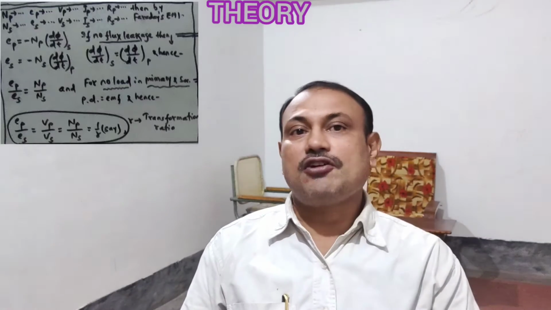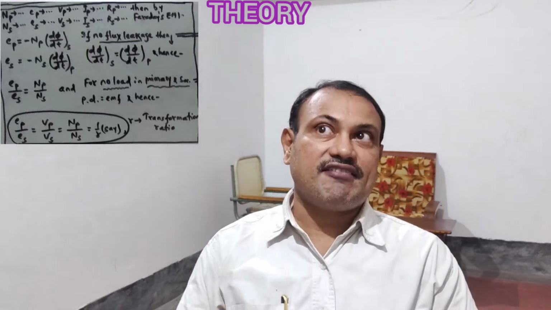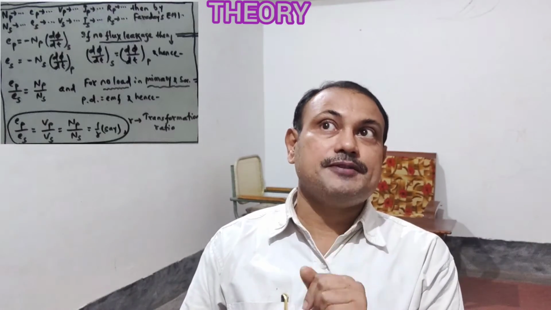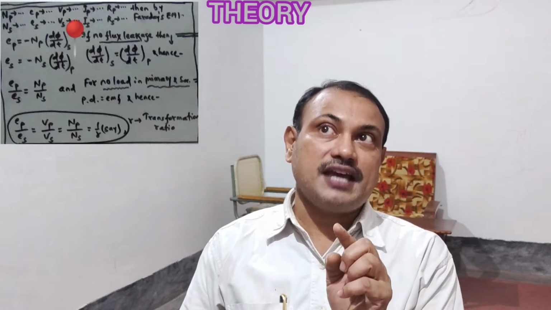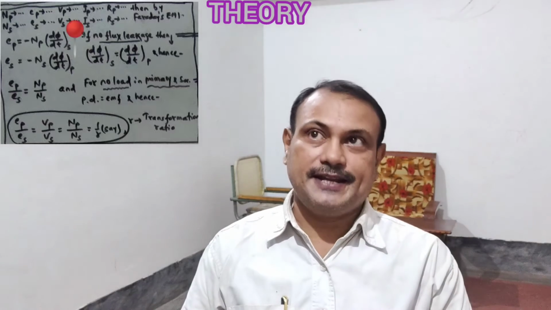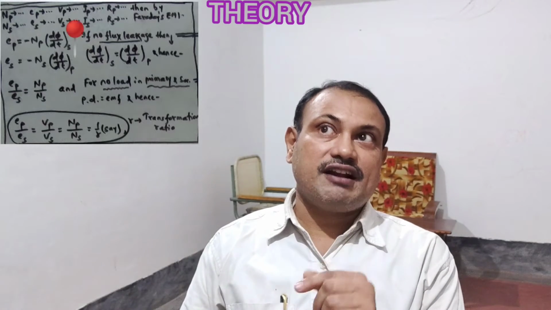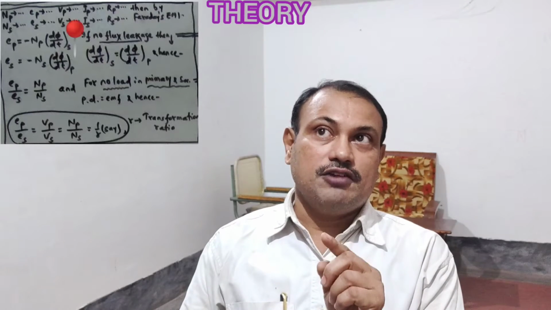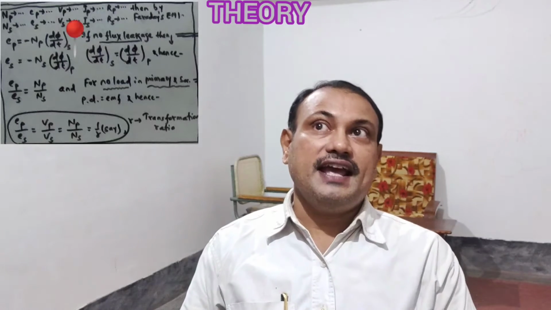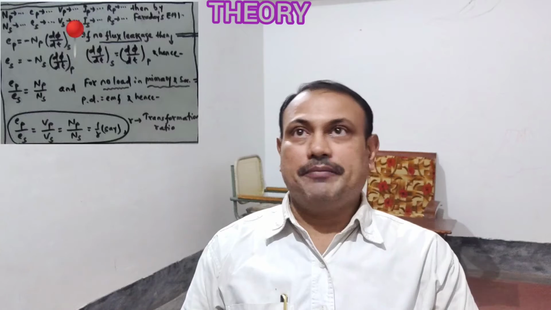Then by Faraday's law of electromagnetic induction, we can write the induced EMF in the primary, small e_P, equal to minus capital N_P d phi by dt of secondary. And in the same way, we can write the induced EMF in the secondary, small e_S, equal to minus capital N_S d phi by dt of primary.